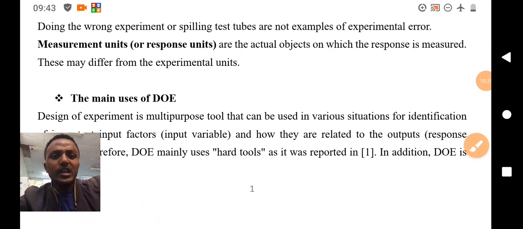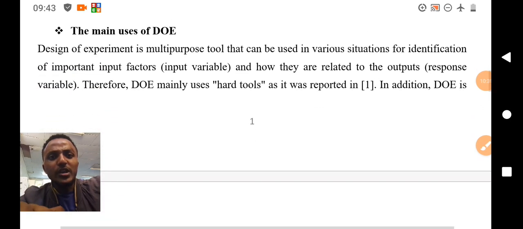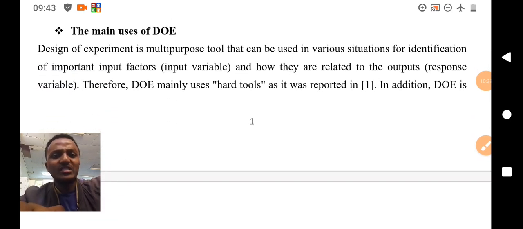And basically here we can see the main uses of design of experiment. Why design of experiment? Why should an experiment be designed? It is a basic thing that a researcher has to understand from the start of research. Design of experiment is a multi-purpose tool that can be used in various situations for identification of important input factors and how they are related to the output response. It is a multi-purpose tool. Plenty of purposes are there in an experiment that should be designed.